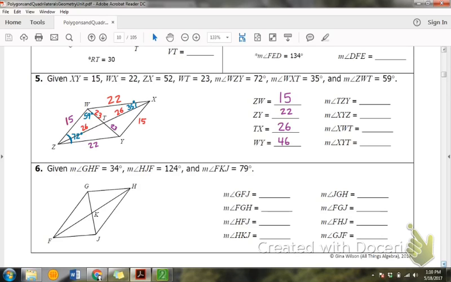Okay. Now we have measure of angle TZY. TZY. Anybody know TZY? TZY is here.